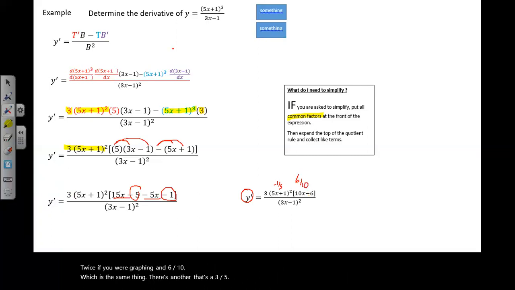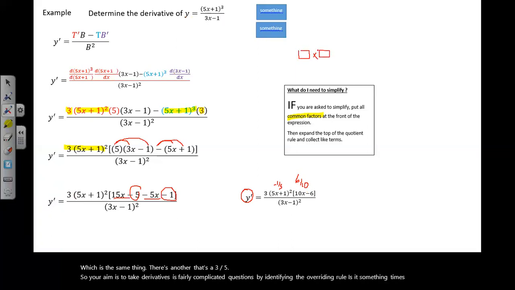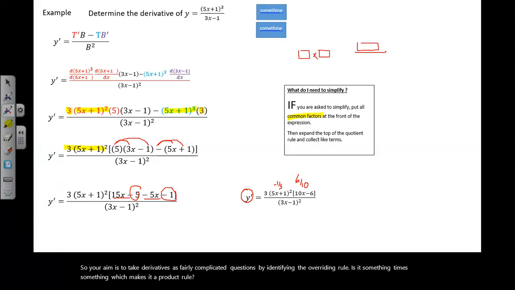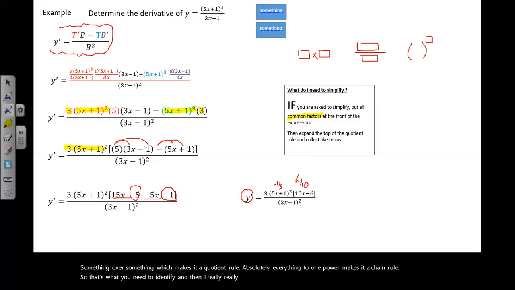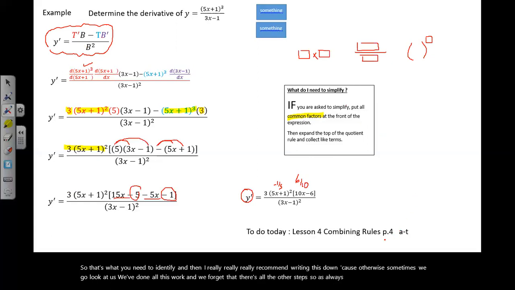So your aim is to take derivatives of fairly complicated questions by identifying the overriding rule. Is it something times something, which makes it a product rule? Something over something, which makes it a quotient rule? Absolutely everything to one power makes it a chain rule. So that's what you need to identify. And then I really, really, really recommend writing this down, because otherwise sometimes we go, oh, look at us, we've done all this work, and we forget that there's all the other steps. So as always, do all the work.